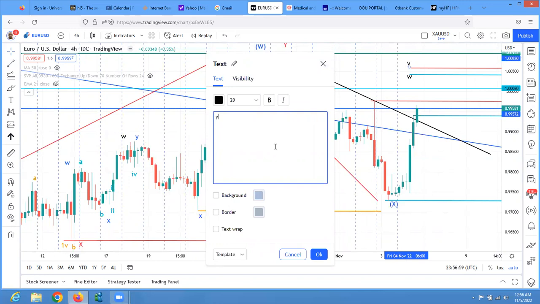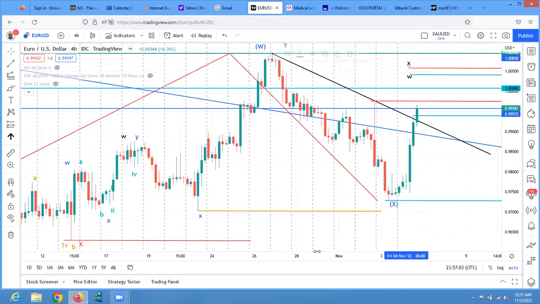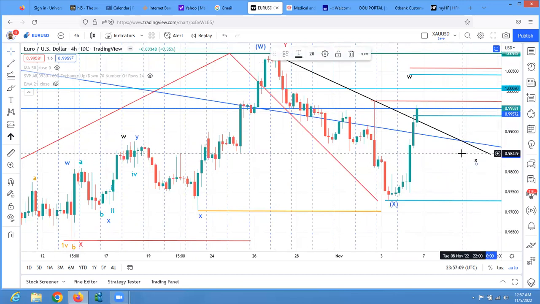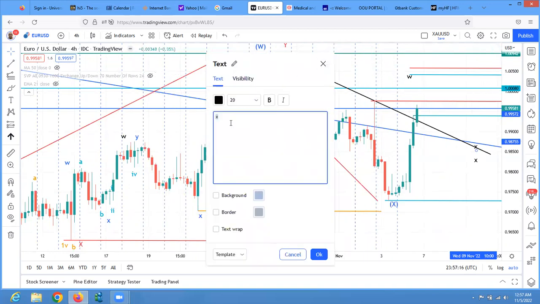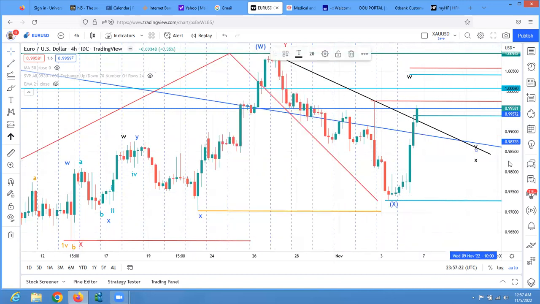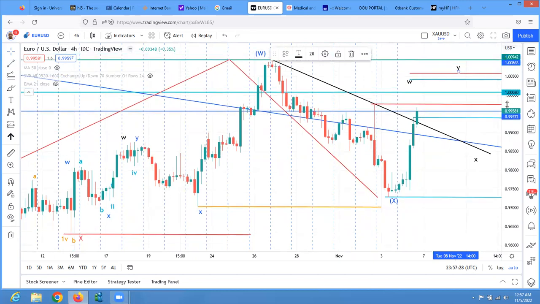Sorry, an X come down. We'll see an X come down before we now do a Y to the upside. And I believe with that Y, we'll finish that structure this time around and we'll come down for sure.